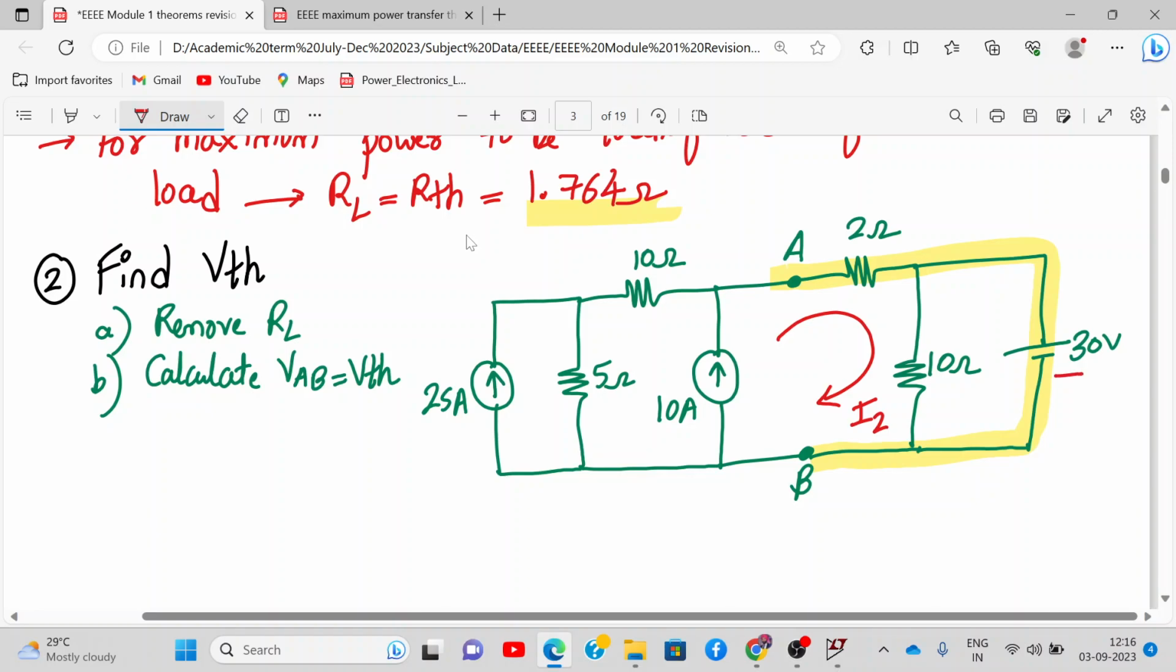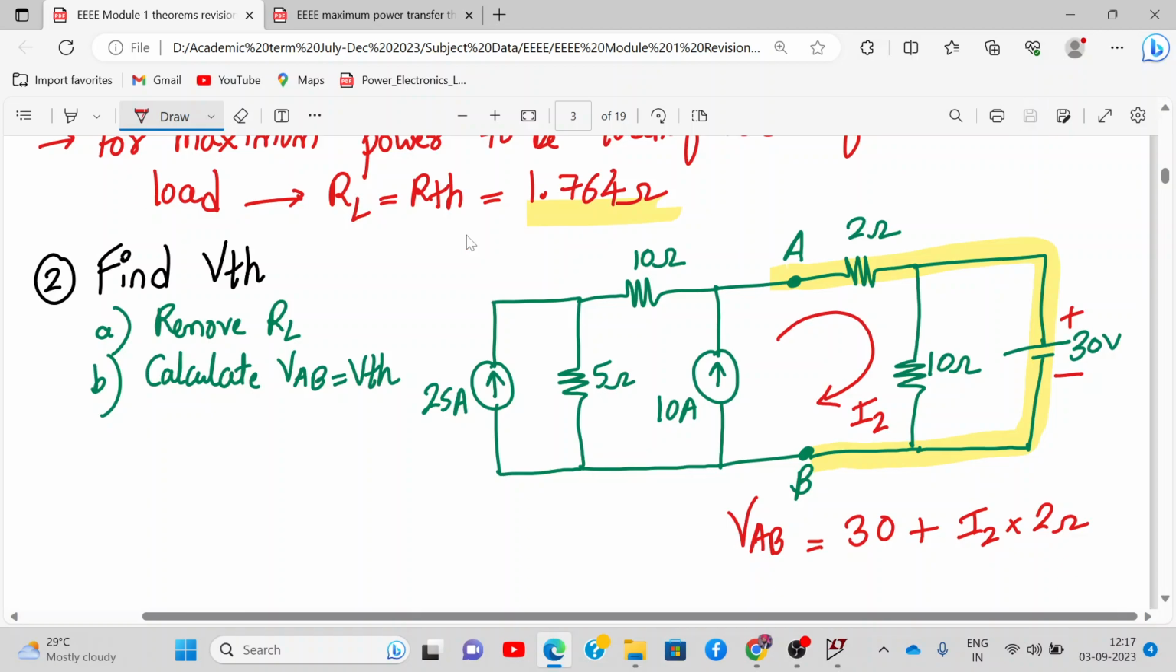I'm going from here. This is minus, this is plus. Can you tell me VAB? When you go from here, it is a rise in potential. So it is 30, and then 30 plus or minus, whether plus will come or minus will come, I2 into 2 ohm.